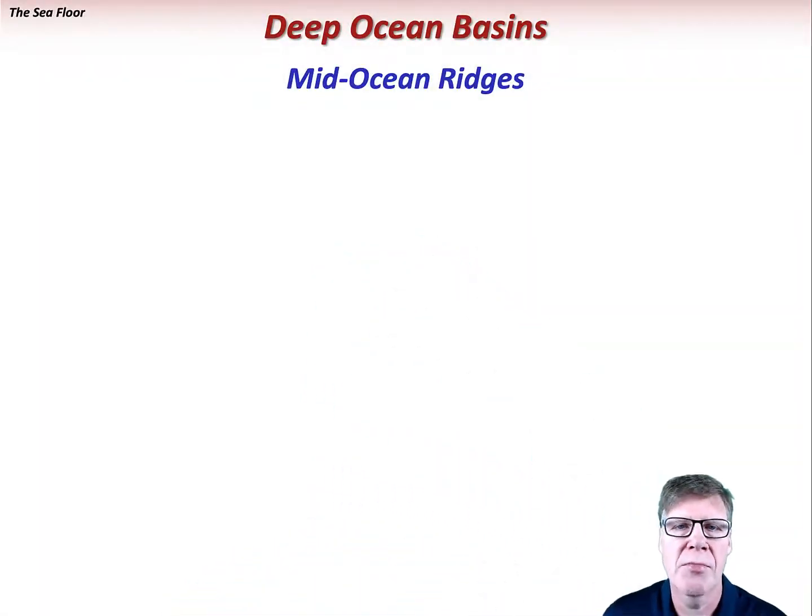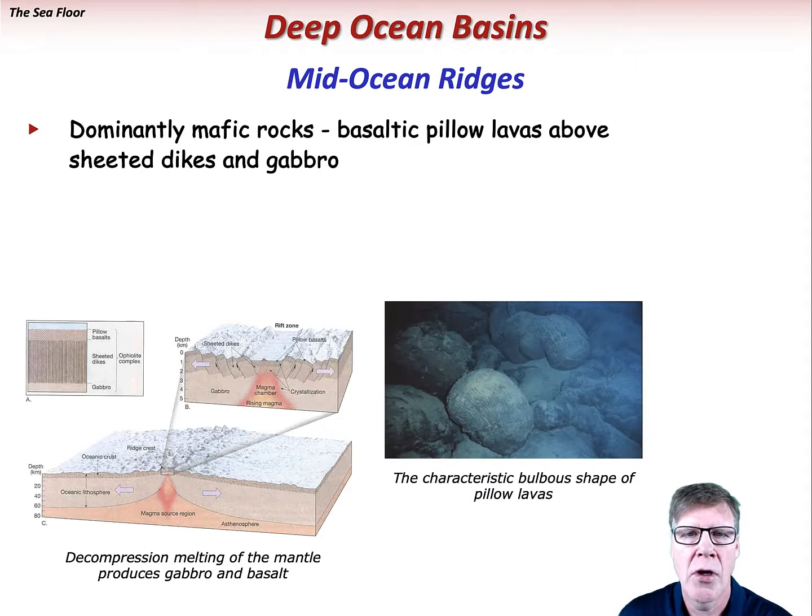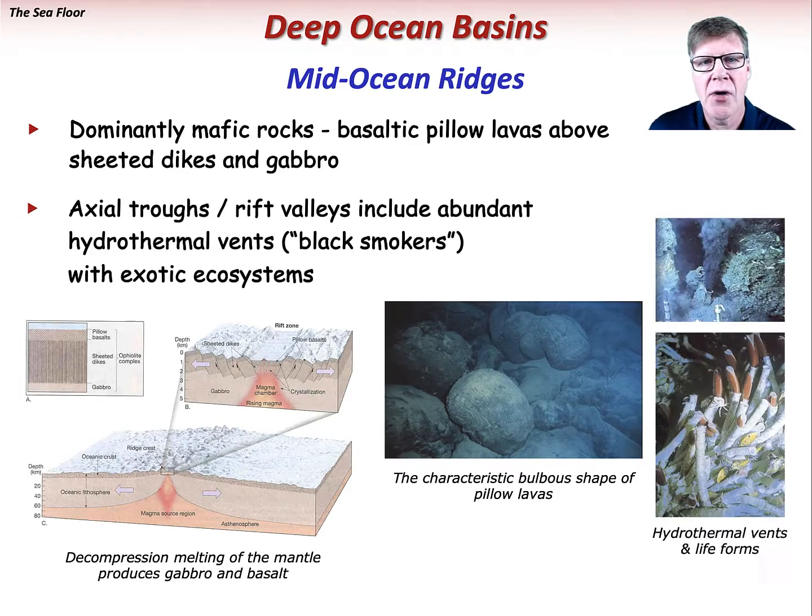Mid-ocean ridges are composed mostly of mafic rocks, where basaltic pillow lavas form above sheeted dikes and gabbro. The axial troughs, or rift valleys, include abundant hydrothermal vents, many of which are known as black smokers. Exotic ecosystems have been observed that include extremophile organisms that feed off the chemistry and thermal energy of the hydrothermal vents.